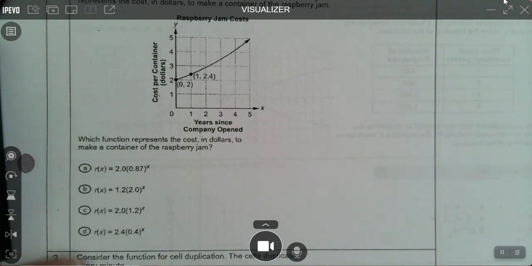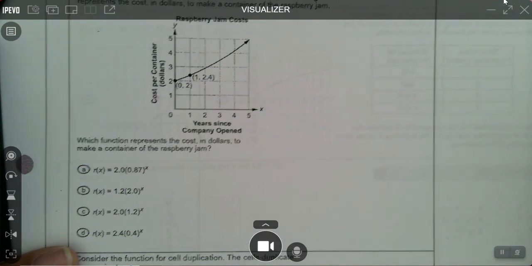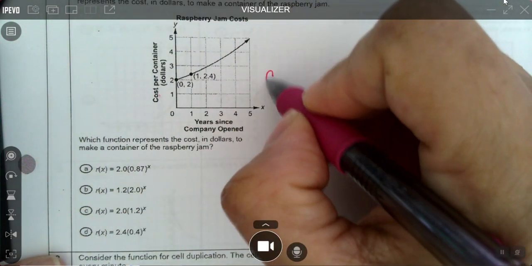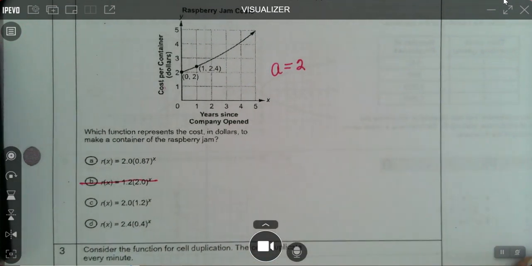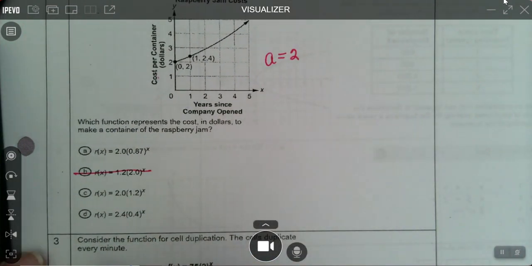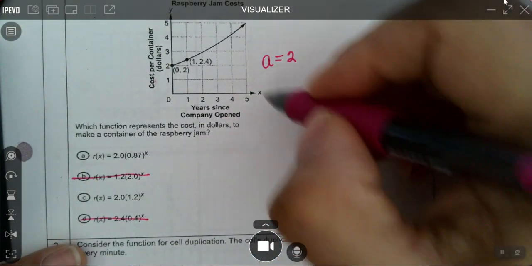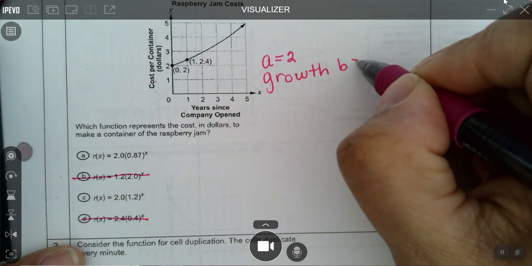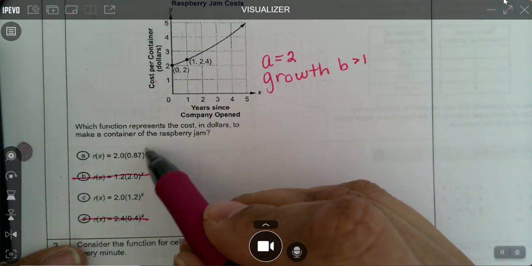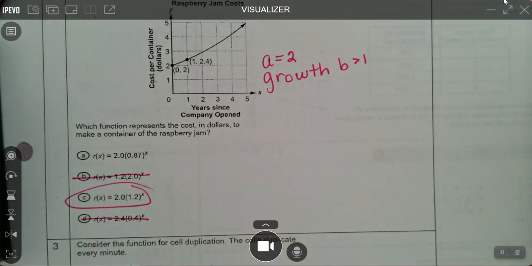So what are some characteristics that we can use? What's the y-intercept? 2. So that means your a value equals 2. So that means we cross this one out. Oh, we also cross out which one? Okay, so now is this growing or decreasing? So this is growth, so that means your B has to be greater than 1. So which one is the answer, A or C? You see?